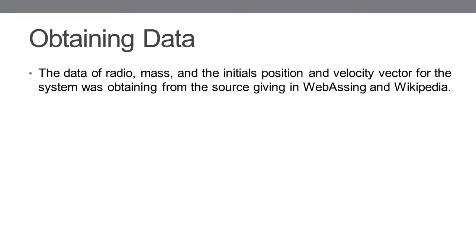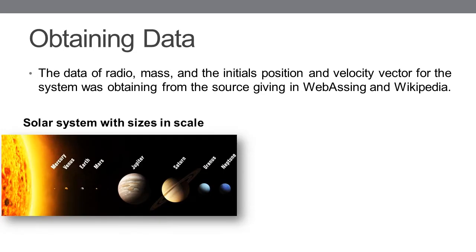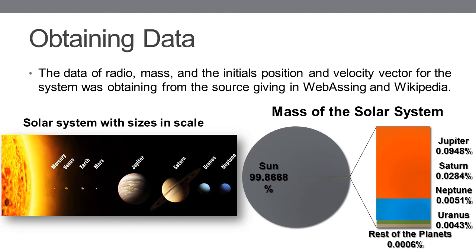The data needed to model the system are the mass, the radius, the position and velocity vector for all the bodies in the solar system. With that, you can see the big difference in size and the even bigger difference in mass of the different bodies, and the huge size and the huge mass of the sun in the system.